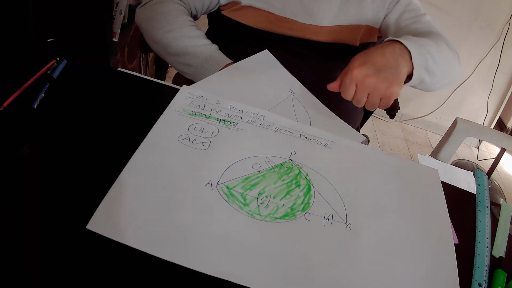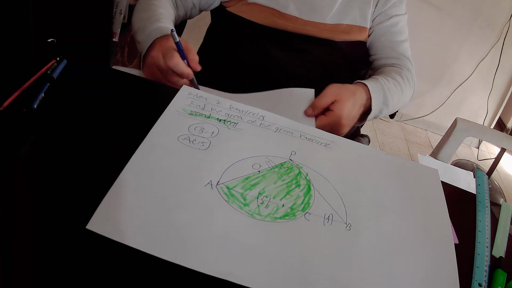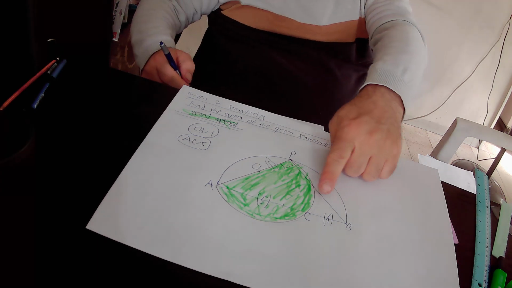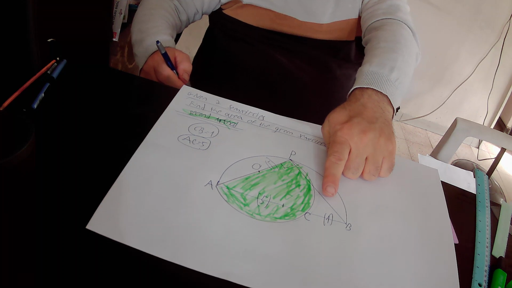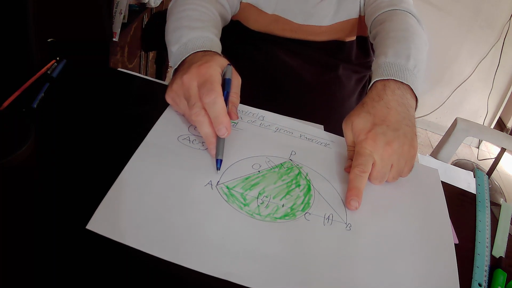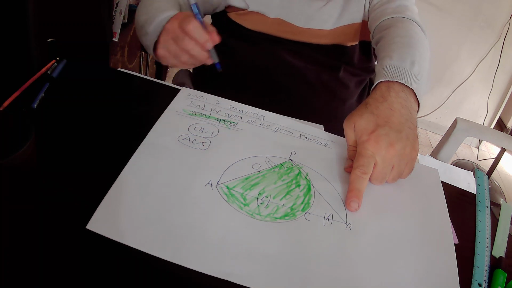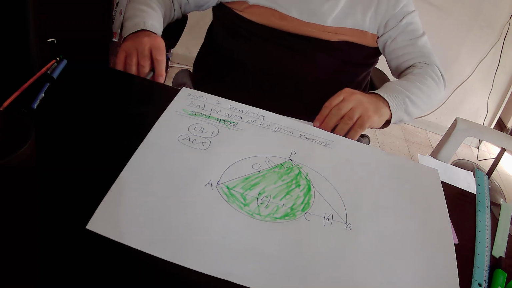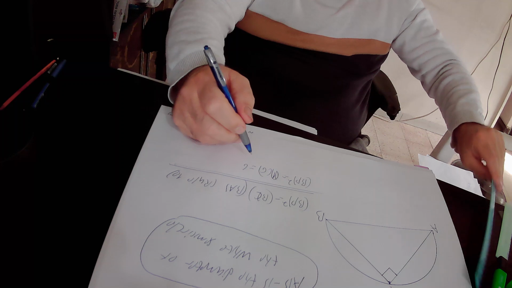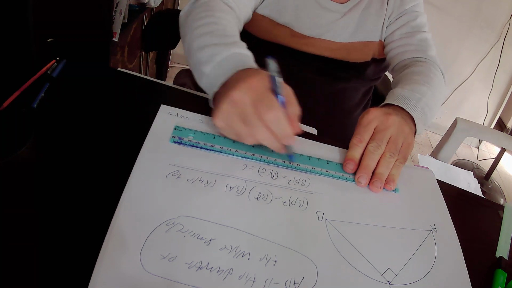BP is the missing tangent, so we leave it as it is. So BP square equals BC. BC is 1, so we substitute BC by 1, times BA. BA in total equals 5 plus 1, that is 6. So according to rule 10, we found that BP square equals 1 times 6, that is 6. So BP square equals 6.